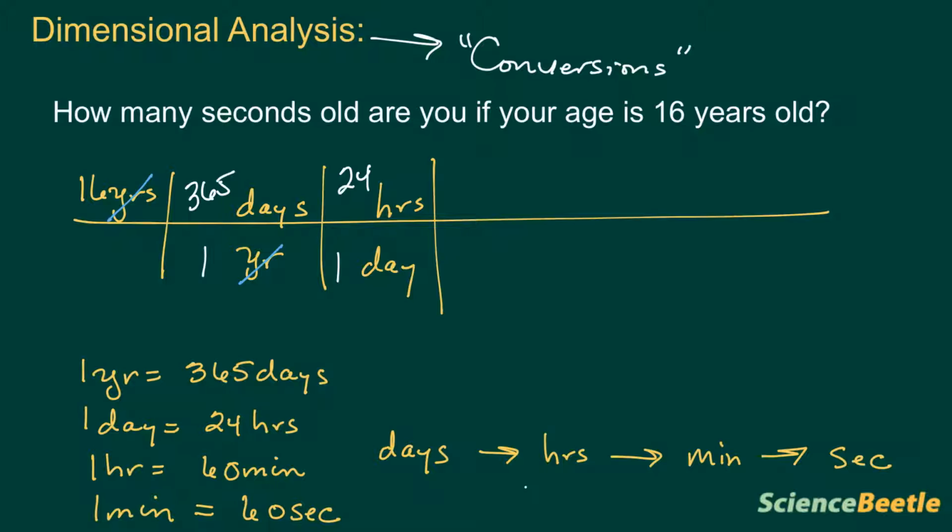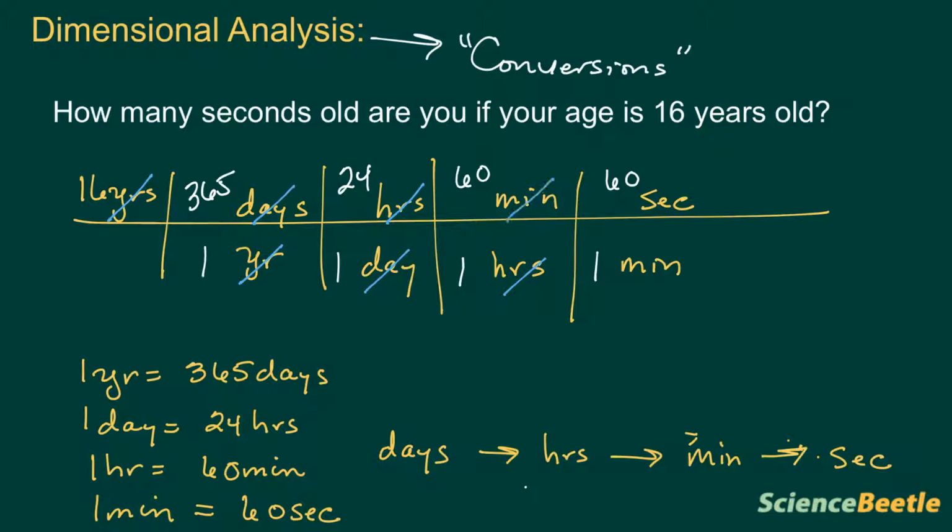The next thing that I'll do is I'm going to convert from hours over to minutes, so hours in the denominator, minutes up top, and I'll put the respective numbers. 1 hour here, 60 minutes. And then the last thing to do here is to convert minutes to seconds. So minutes in the denominator, seconds up top, and here 1 minute and 60 seconds. So if you follow this process along, what will happen here is days are going to cancel, the hours are going to cancel, the minutes will cancel, leaving you with the units up top.